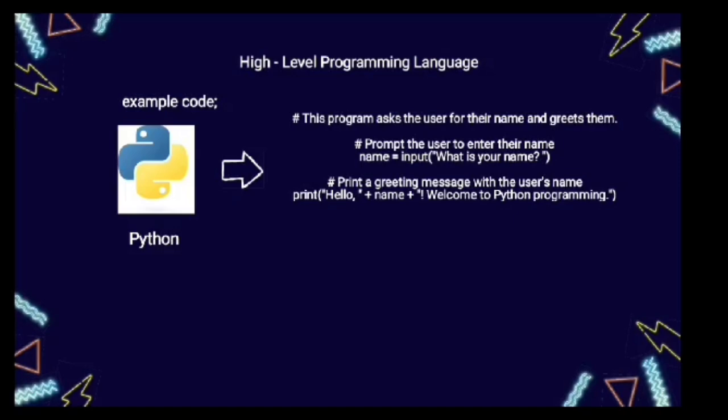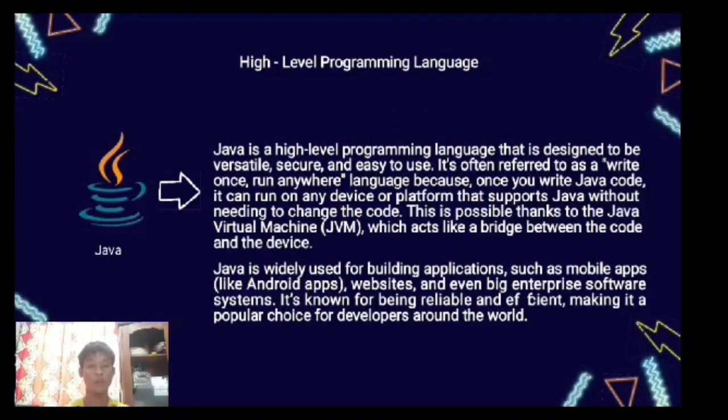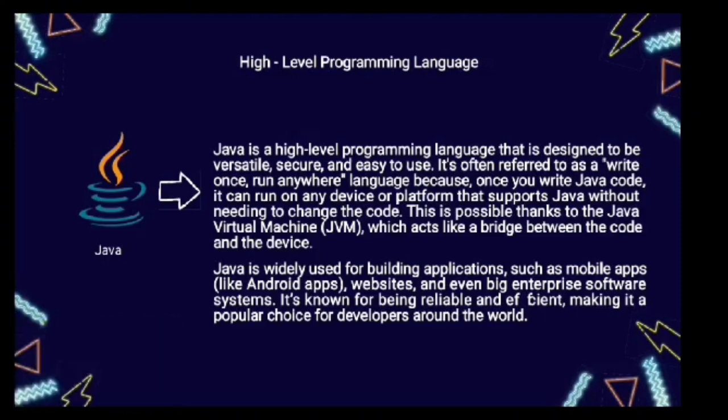Okay. Then we have here Java. Java is a high-level programming language that is designed to be versatile, secure, and easy to use. It's often referred to as a write once, run anywhere language because once you write Java code, it can run on any device or platform that supports Java without needing to change the code.